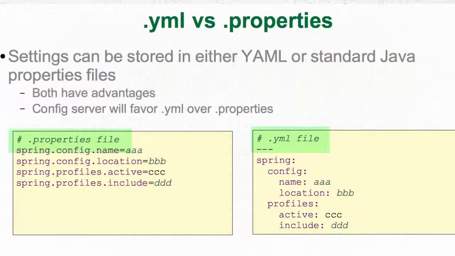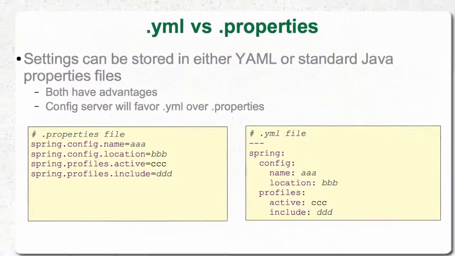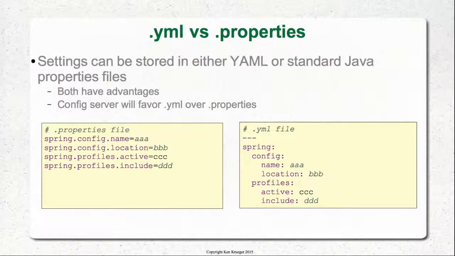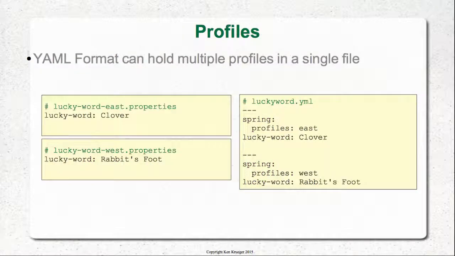Both formats use the pound sign as a comment. Both have advantages and disadvantages, and the idea is that Spring Cloud Config Server will employ both of these. And the client, by the way, doesn't really care how the server is obtaining these configuration values. Now, the one advantage amongst many that YAML has over regular properties, just so you know, is that a YAML format can hold multiple properties within a single file.